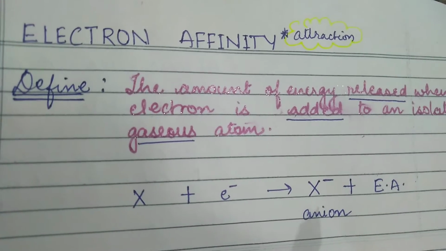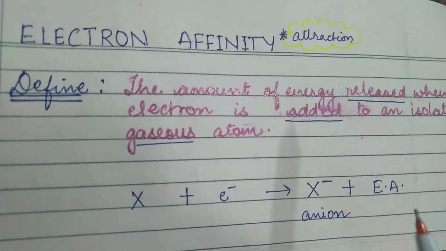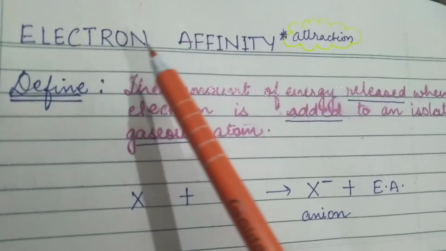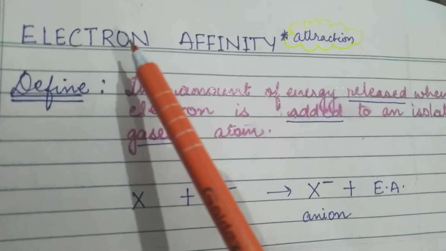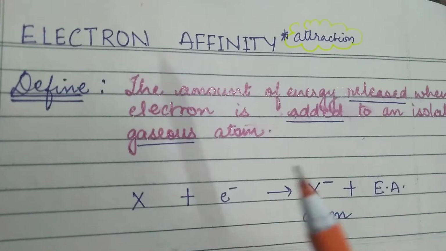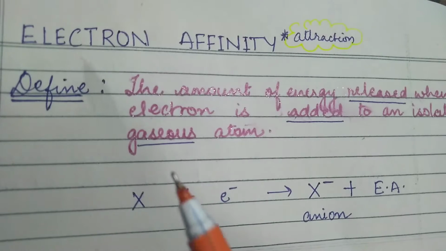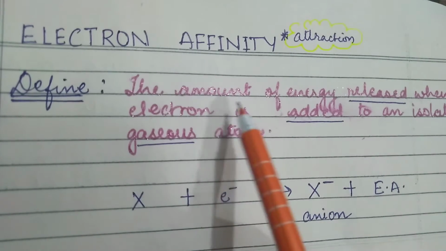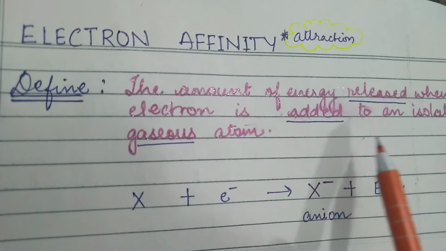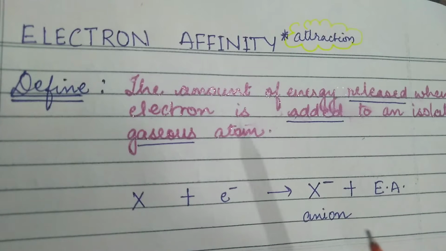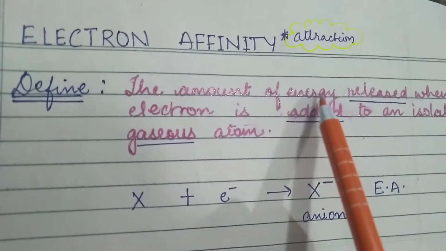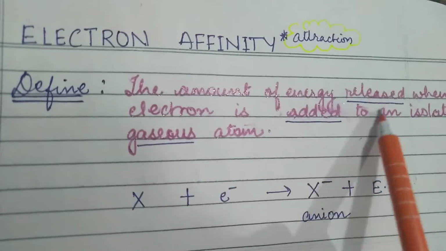Children, in this video I will discuss electron affinity. The meaning of affinity is attraction, and as the name suggests, it is the attraction of an electron towards the atom. Now what is the definition? The definition is the amount of energy released when an electron is added to an isolated gaseous atom. So electron affinity is basically the energy which is released.